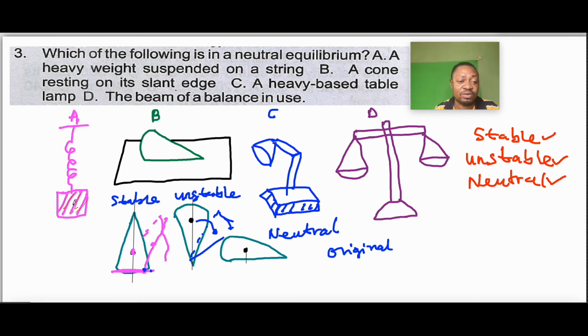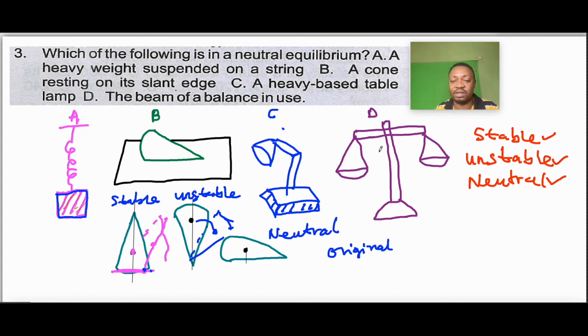For option A, if you slightly displace this heavy weight, it will definitely come back to this position. Let's say you pull it down, it will definitely come back to its position. So this is an example of a stable equilibrium. B is an example of a neutral equilibrium, because once you slightly displace it, it's just going to change to a position similar to the original equilibrium position. Then for C, if you slightly displace it, depending on how it is placed, if it is well balanced, it's going to come back to its original position. So this one could also be taken as an example of a stable equilibrium.